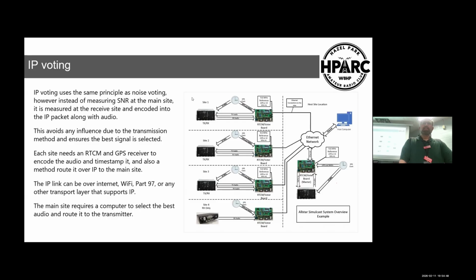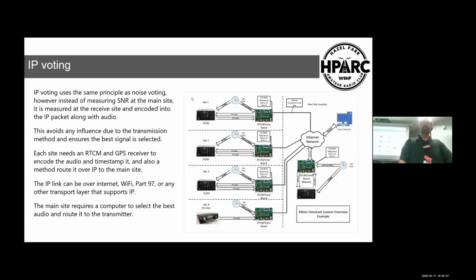So each RTCM needs a GPS receiver to timestamp the audio to ensure all of the clocks are synchronized. And that way you're comparing your sample at time one to all your other samples at time one. You're not comparing a signal that came in 5 seconds ago to one that's coming in now.